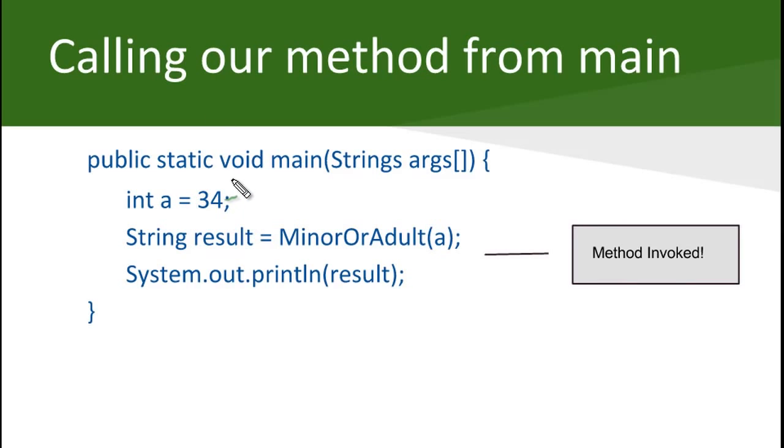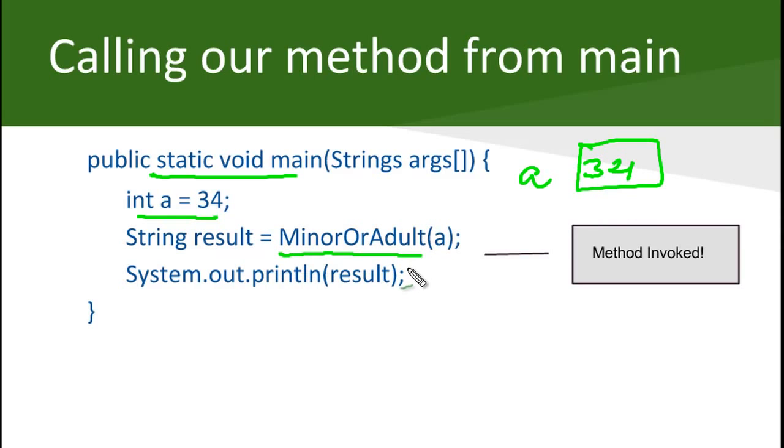Now this is the part where things start to get interesting. This is our main method. We defined a variable a with the value 34. It's an integer. Now we are calling the method minor or adult, and we are passing the value a. As soon as this method is called, from this line the method is invoked. The execution here will be stopped and the execution will go to the method. The method will start executing.